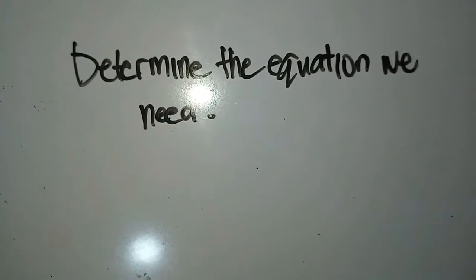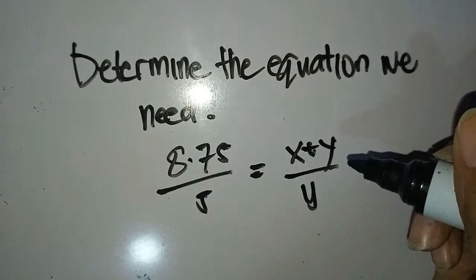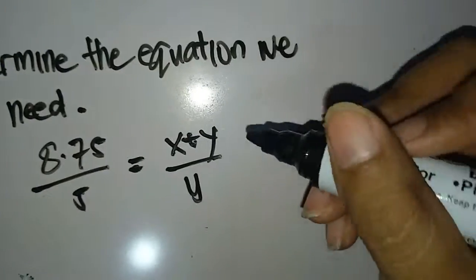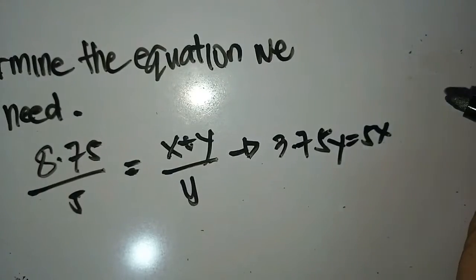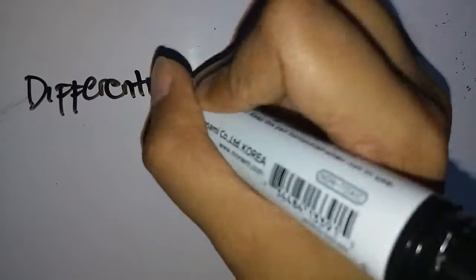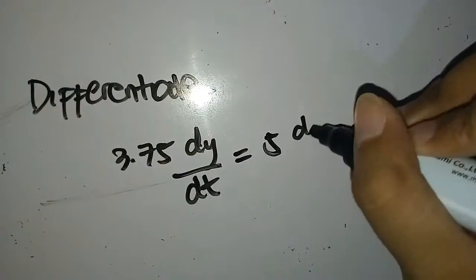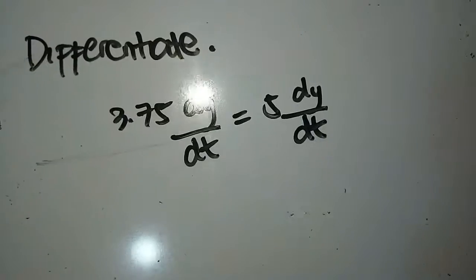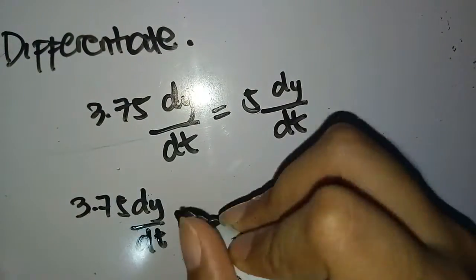Next, determine what equation we need. We need to relate x and y to what we know, h and the woman's height, which we can do using similar triangles again. 8.75 over 5 is equal to x plus y over y, or simplified, 3.75y is equal to 5x. Now, differentiate with respect to time. 3.75 dy over dt is equal to 5 dx over dt.